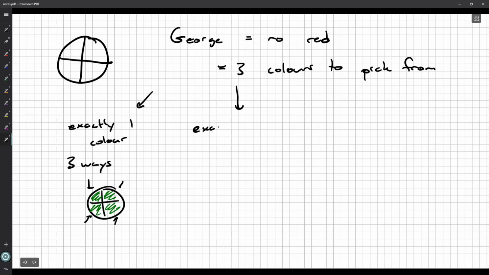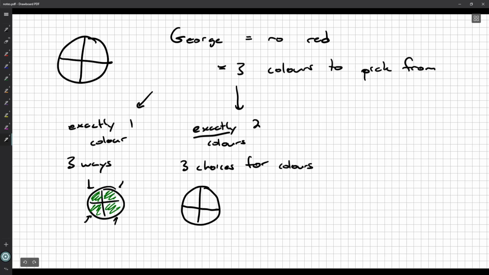What if George uses exactly 2 colors? Okay. So using exactly 2 colors, what could we do? Well, first he's got to choose the 2 of the 3 colors that he's going to use. Right? And so just like before, it's easier to just say, I'm going to pick the one color that George doesn't use. Okay. But now he's got to use those 2. It's got to be exactly 2 colors that he uses.